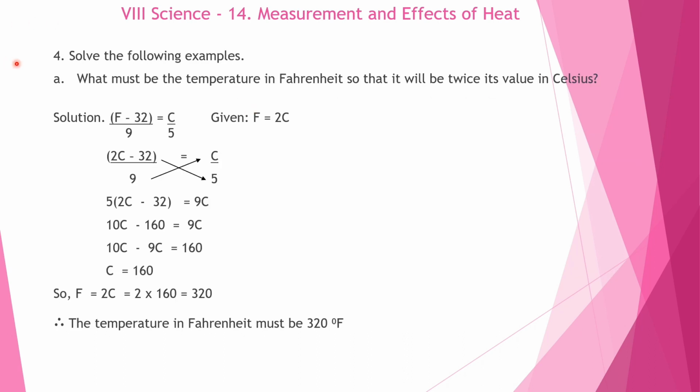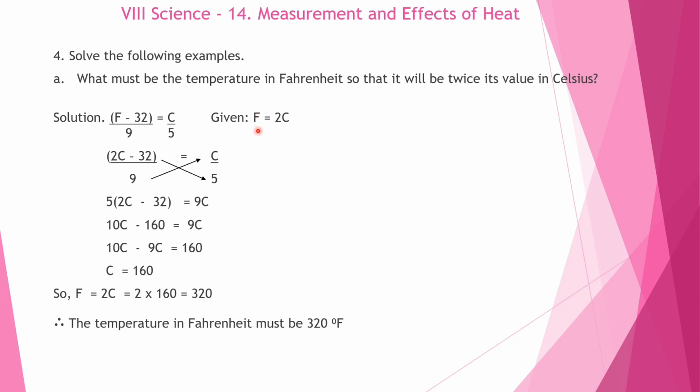Now the word problems, children. Solve the following examples. First one, what must be the temperature in Fahrenheit so that it will be twice its value in Celsius? We have this formula given in our textbook, children. (F minus 32) upon 9 is equal to C upon 5. They are asking what should be the temperature in Fahrenheit so that it will be twice the value in Celsius. Whatever is the value of Celsius, Fahrenheit value will be double of that.